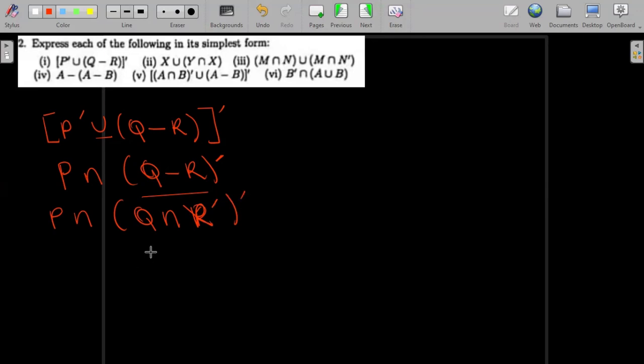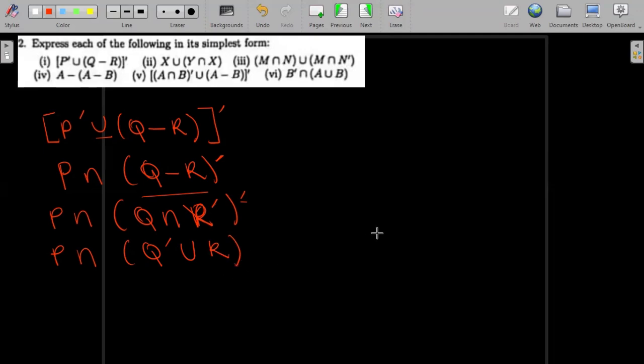Then I can multiply this complement, which is outside, throughout. So you have P intersect, and you have Q complement, because they're multiplying. The sign flips to union. Then you have the complement multiplying the complement, which is going to give you R, like this. So this is what you get.